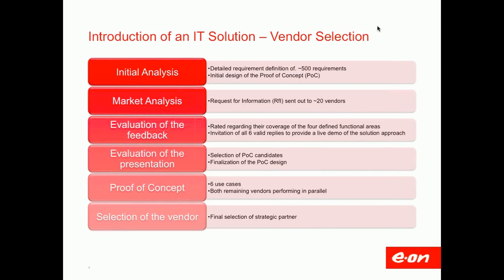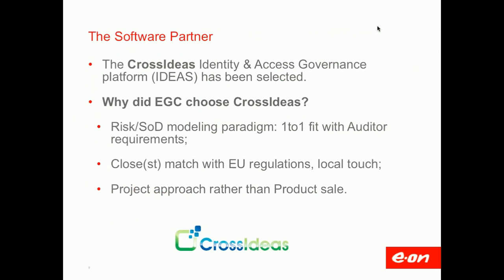In the end, without wanting to read through the entire set of slides, we ended up with two vendors who we then invited to participate in the proof of concept phase. And in this proof of concept phase with the two vendors, we ran through 6 use cases for the overall user access management. And in the end came up with basically the guys that are sitting next to me now, Cross Ideas.